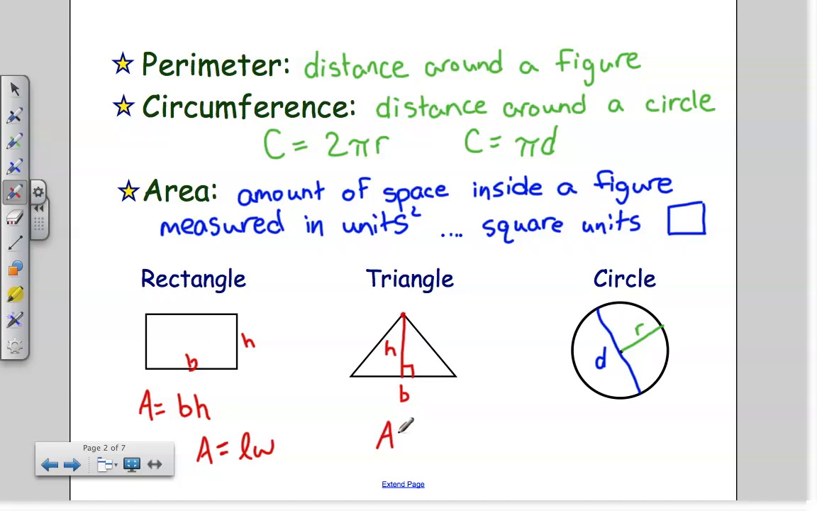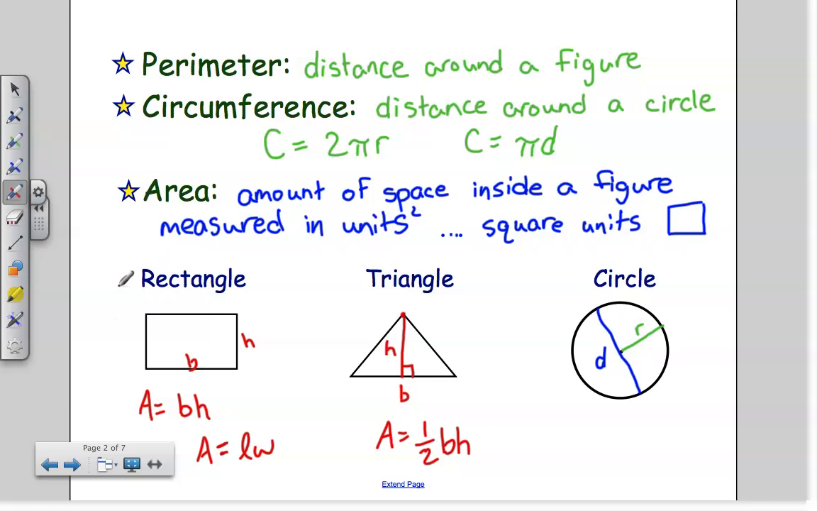And the area of a triangle is not just base times height, but 1/2 of base times height. Because actually if we copy and pasted this triangle and then flipped it over and rotated it, we can make sort of a parallelogram and relate it back to a rectangle, which was base times height. But it's 1/2 of that because you just copy and pasted your triangle.